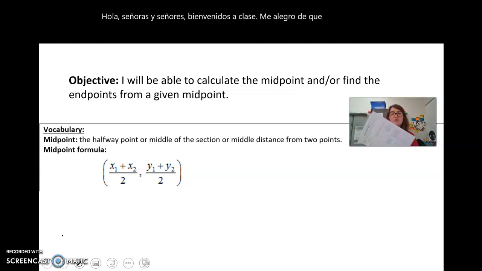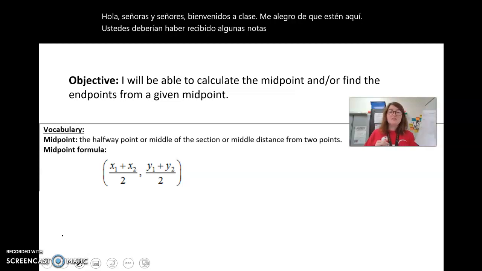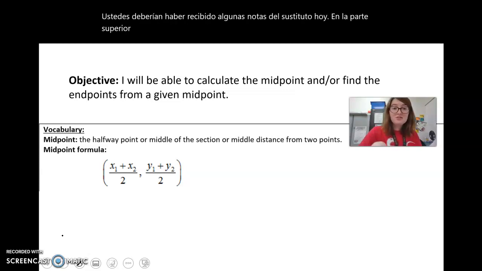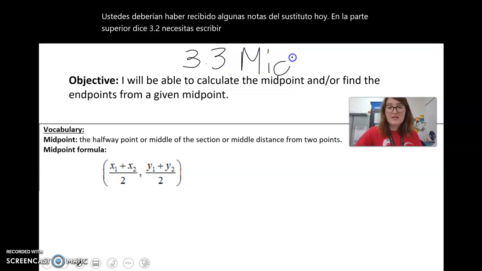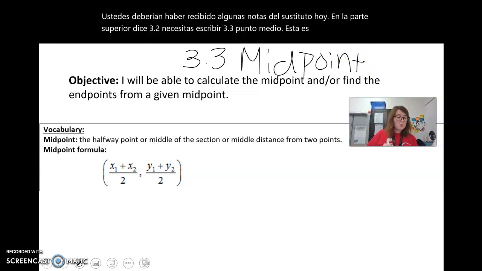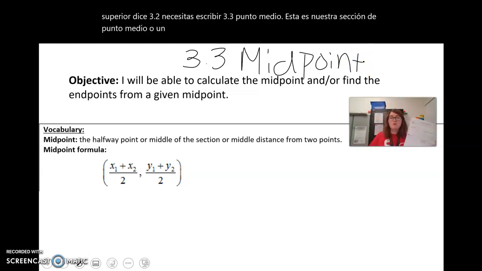You guys should have been given some notes from the substitute today. At the top, it says 3.2. You need to write 3.3 midpoint. This is our midpoint section or our midpoint notes, okay? At the top, 3.3 midpoint. You should have the same vocabulary, and we'll do some of these practice problems that are here.